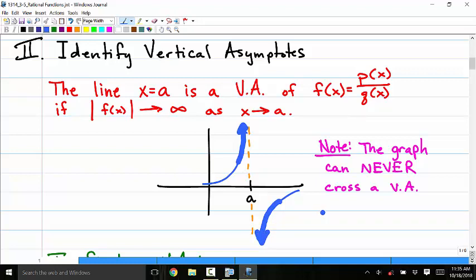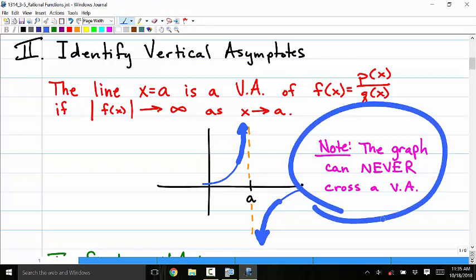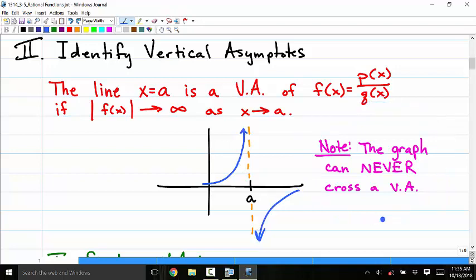Something I want you to notice, the graph of a rational function can never cross a vertical asymptote. That's important. The vertical asymptote is right here on this graph. That blue function will never cross that orange vertical asymptote. Got it?